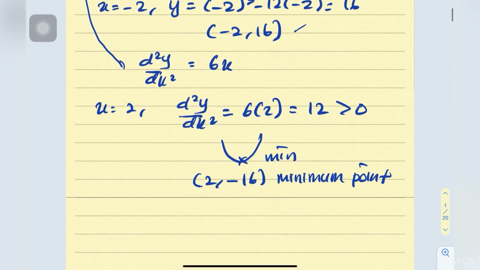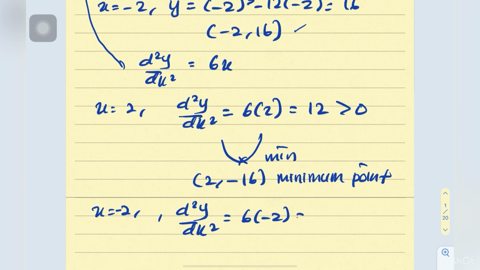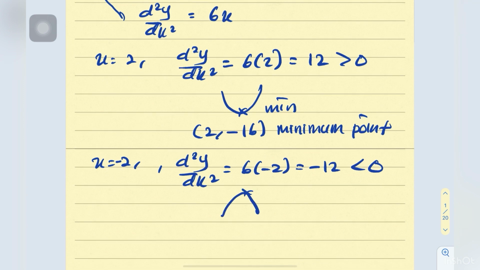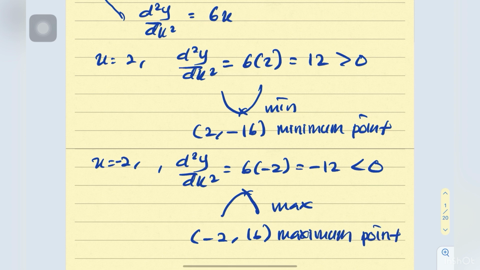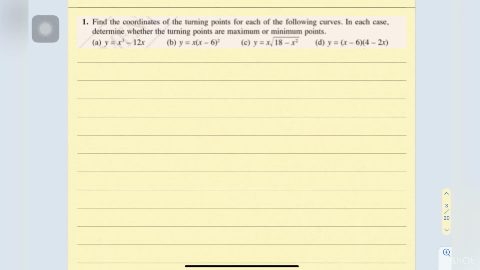When x equals negative 2, d squared y/dx squared equals 6 times negative 2, which is negative 12, less than 0. When it is less than 0, we have a maximum. Therefore the coordinate (-2, 16) is a maximum point. Okay, done.